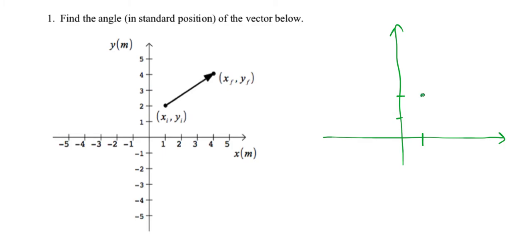Looks like we've got a starting point of 1, 2, and we have an ending point of 4, 4. All right, let's draw that vector.